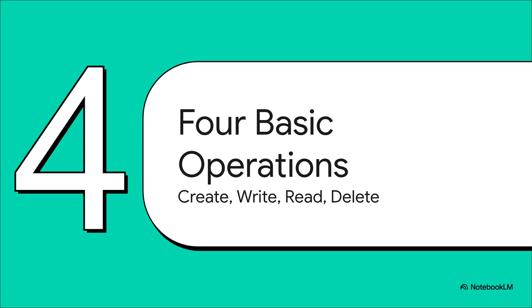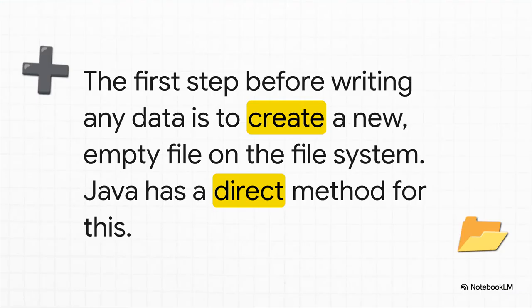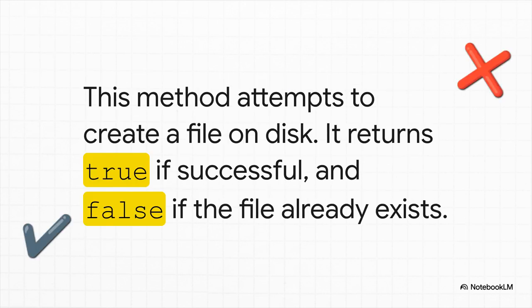Okay, we've got the tools, we know the difference between our data types, now let's get our hands dirty. We're going to walk through the 4 core operations you will do constantly: create, write, read, and delete. First up, creating a file. It's pretty straightforward. Before you can write any data, you need an empty container on your computer to put it in. Simple as that.